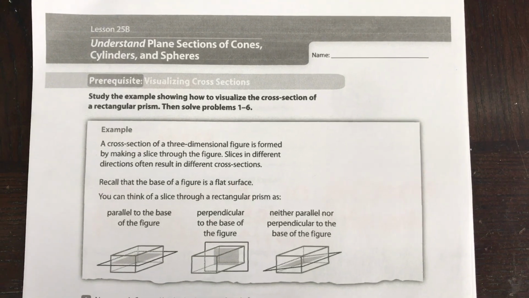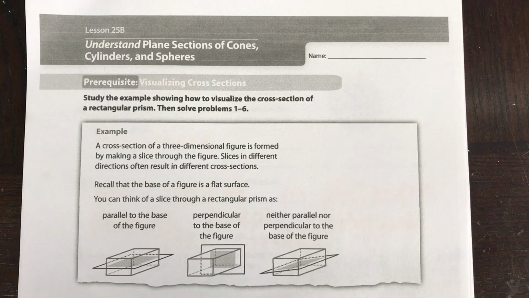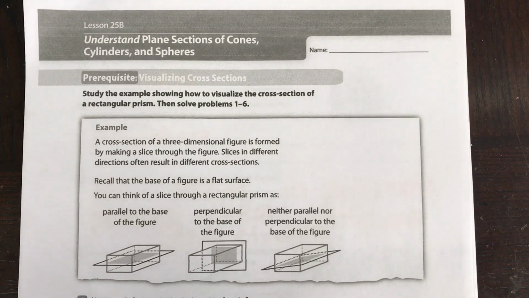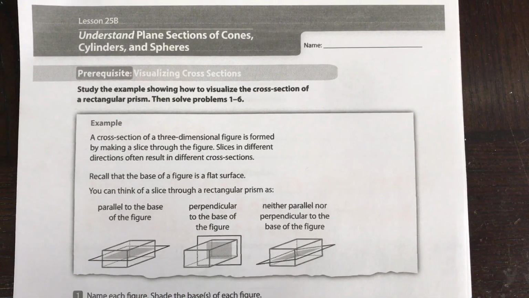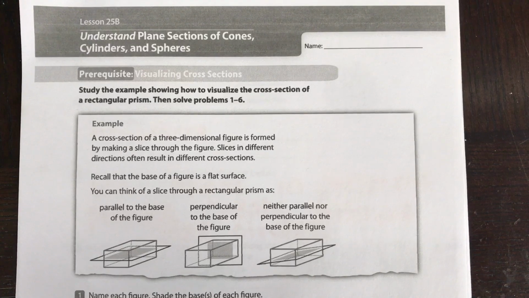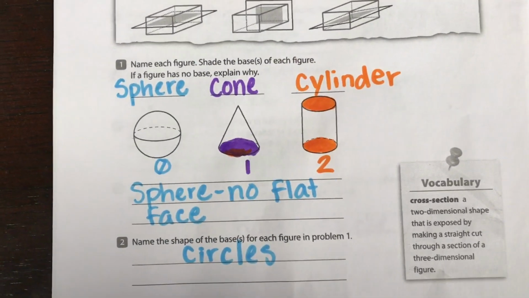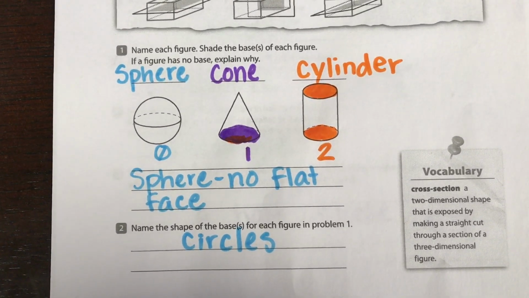Earlier this week, we talked about cross sections of 3D shapes that were prisms and pyramids. When we found these cross sections, we realized that all of them had straight edges, and there were things like rectangles, squares, triangles, and trapezoids. Today we're going to look at some shapes that are curved, and that's going to change the way that we talk about cross sections. So our first three shapes are listed here.